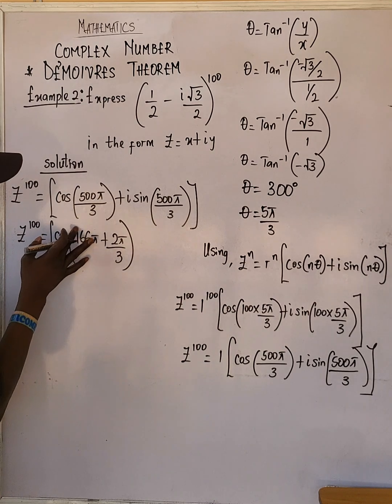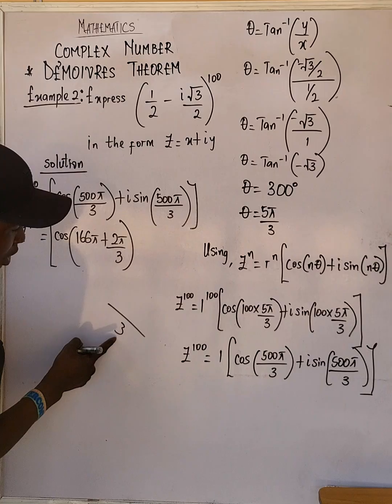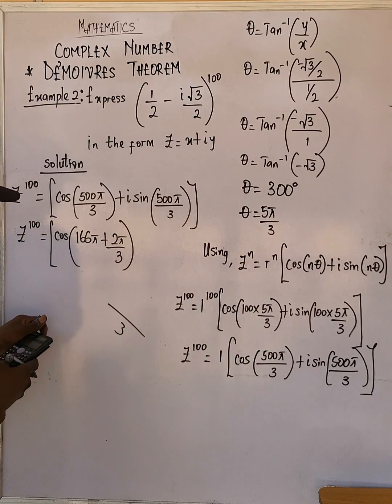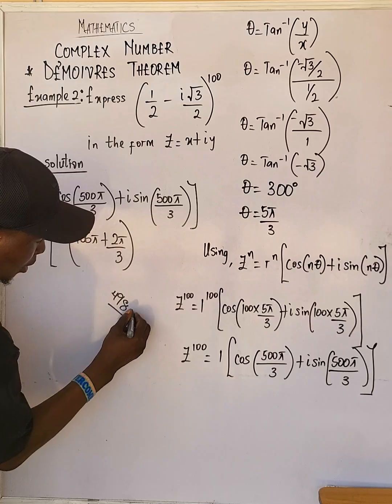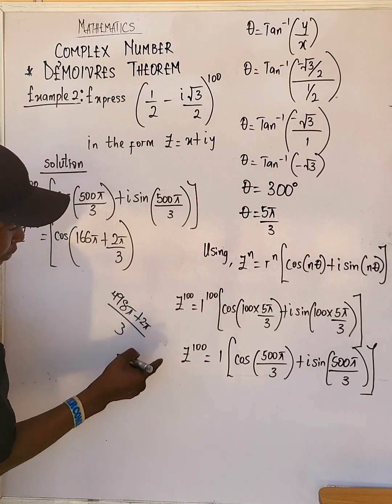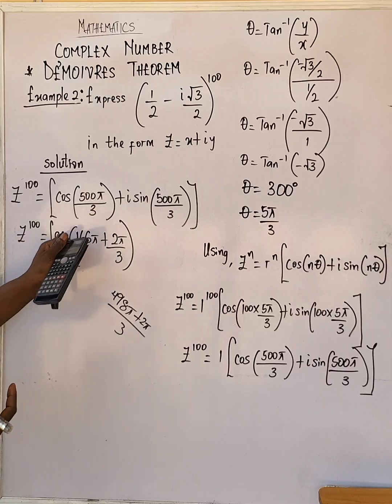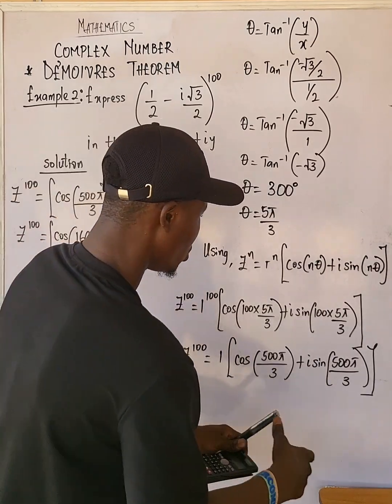If you do the LCM here, the LCM is 3. This is over 1. 1 multiplied by 3 is 3. 3 times 166 gives us 498 pi. That's 498 pi plus 3 in 3, 1. 1 times 2 pi is 2 pi. Check: 498 pi plus 2 pi will give us 500 pi over 3. Do you understand the formulation now? So that is how we did the formulation.